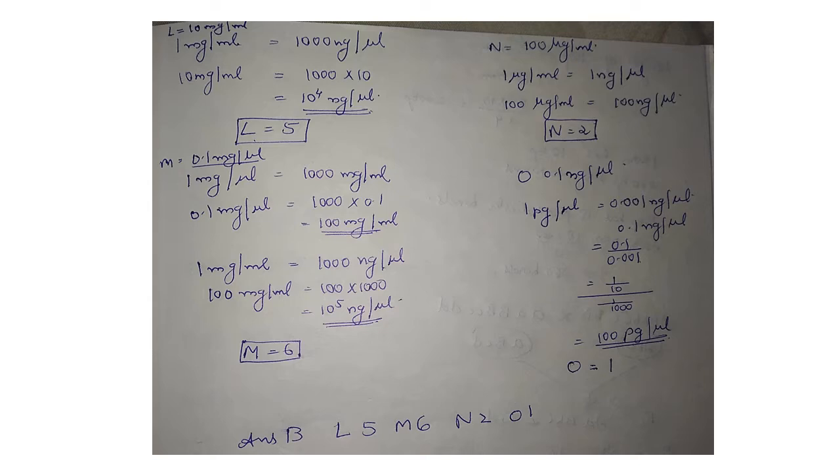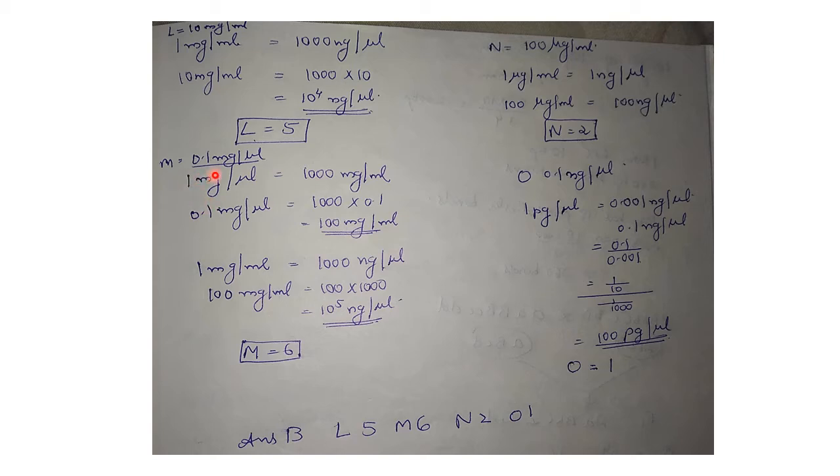So this is the calculation that I have done. So the option L is 10 mg per ml. We know that 1 mg per ml is equal to 1000 nanograms per microliter. So they have asked for 10 mg per ml, which will be equal to 10 raised to 4 nanograms per microliter. So L is equal to 5.